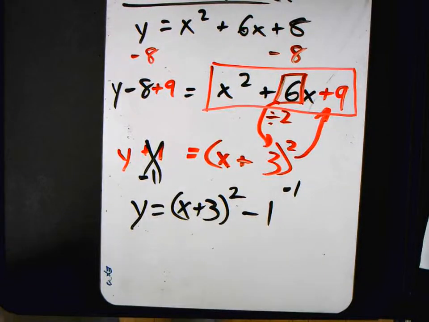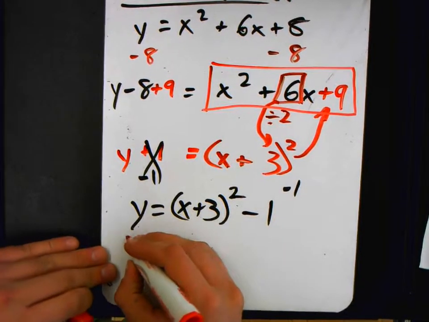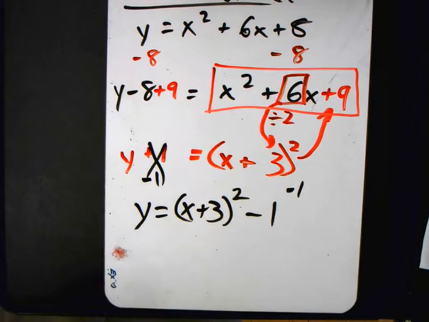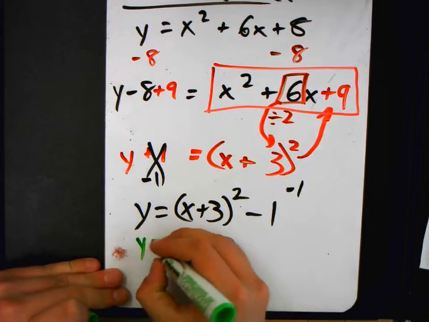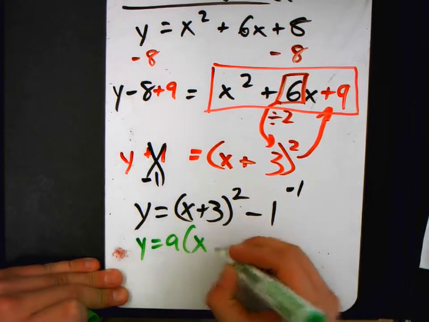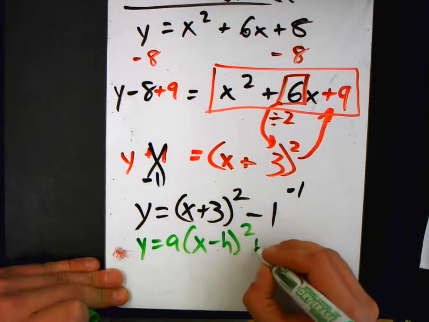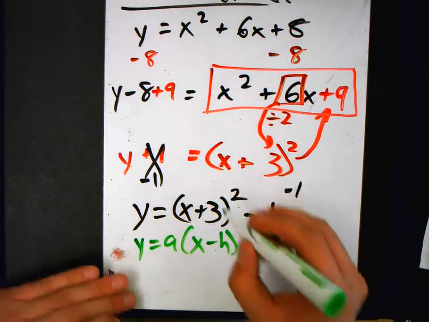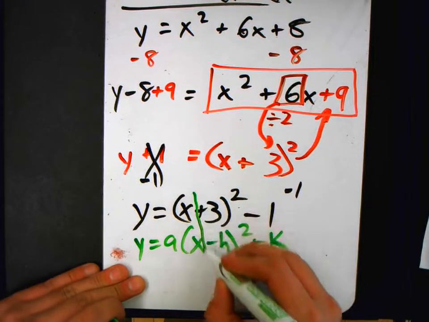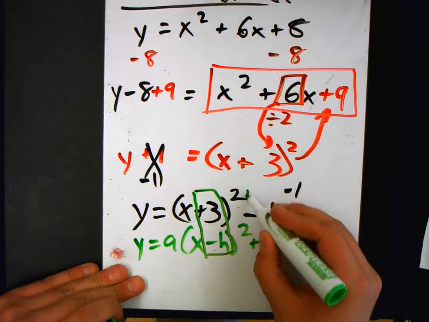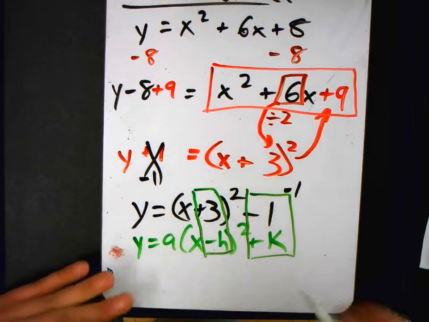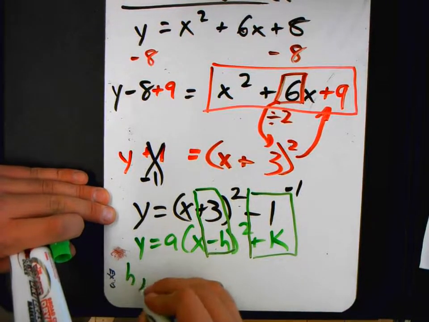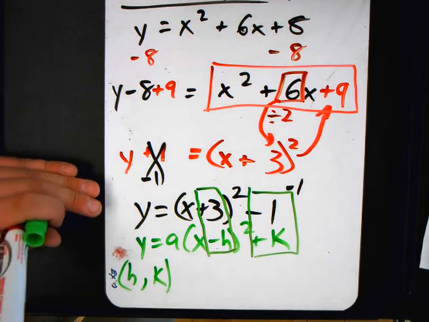Now, vertex formula comes from the general formula that looks like this. y equals a times x minus h squared plus k. If we match everything up that we have in our equation, a positive 3 is equal to negative h, and a negative 1 is equal to k. The vertex is the point (h, k) in our equation.